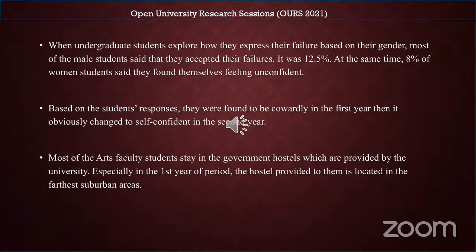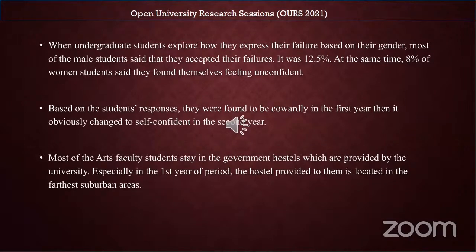They have also said that when they fail, their self-esteem was affected and they feel alienated. Based on the students' responses, they were found to be cowardly in the first year, then it obviously changed to self-confident in the second year. They said that ragging is a major reason for this change. In the ragging time, students should sacrifice their self-esteem. If not, they will be alienated by their seniors, mentally disturbed by seniors and underestimated.